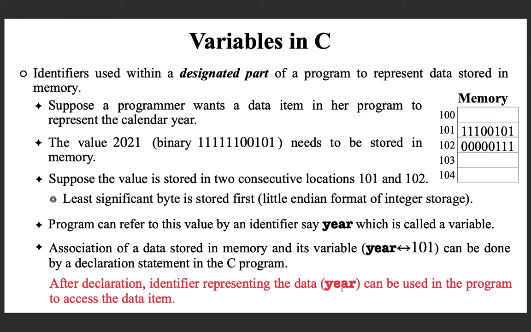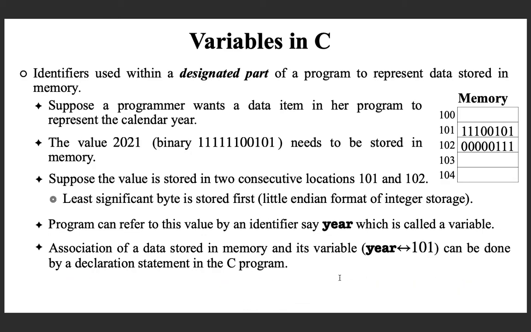Now after declaration, the identifier representing the data, for example year, suppose you declare this variable as year, then the data, which is actually this binary, can be referred to in the program by just using the variable name. Please don't get worried about all these things. Examples will make it very clear.